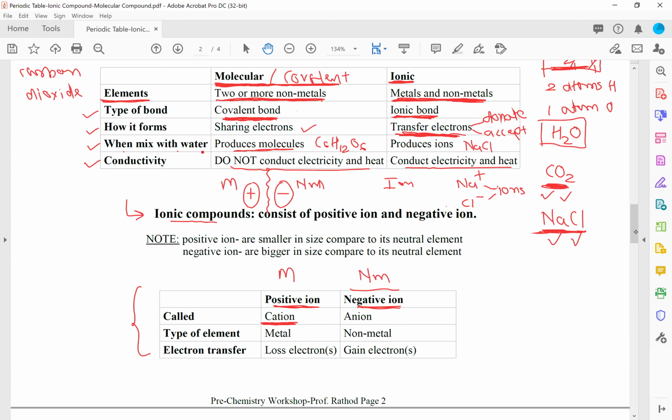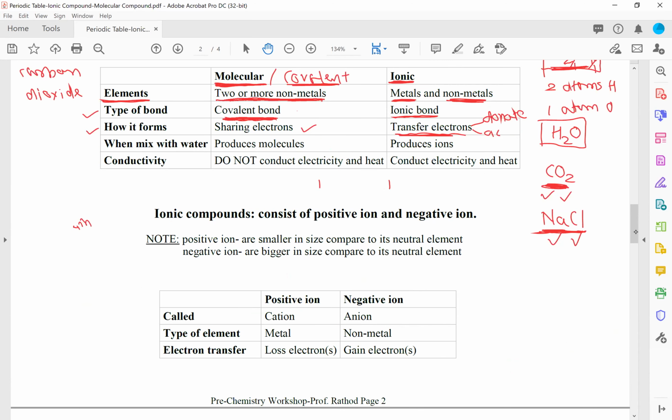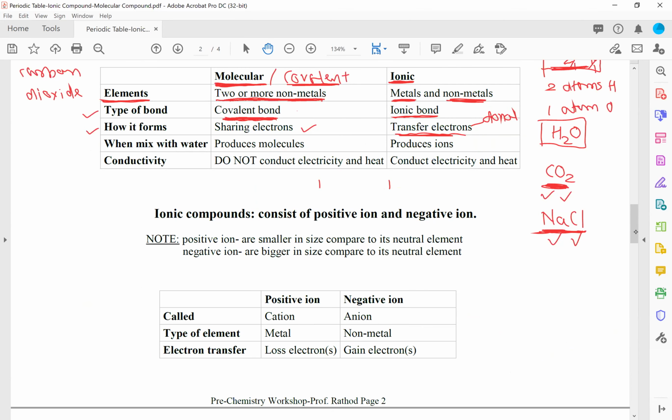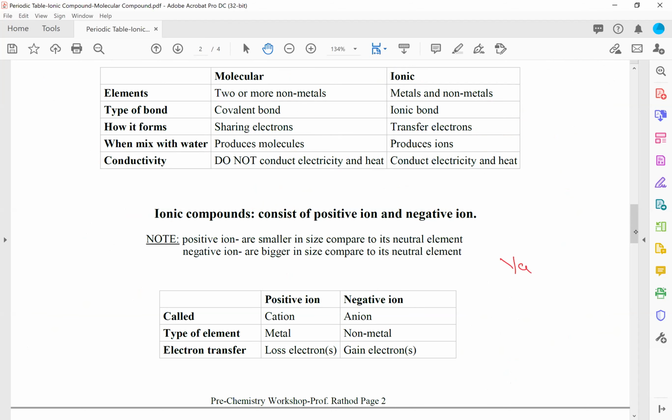It has to gain one electron. That's how you can make Cl into Cl minus. However, the trick, this is a little bit hard to visualize, right? For Na, for example, Na to become Na plus.